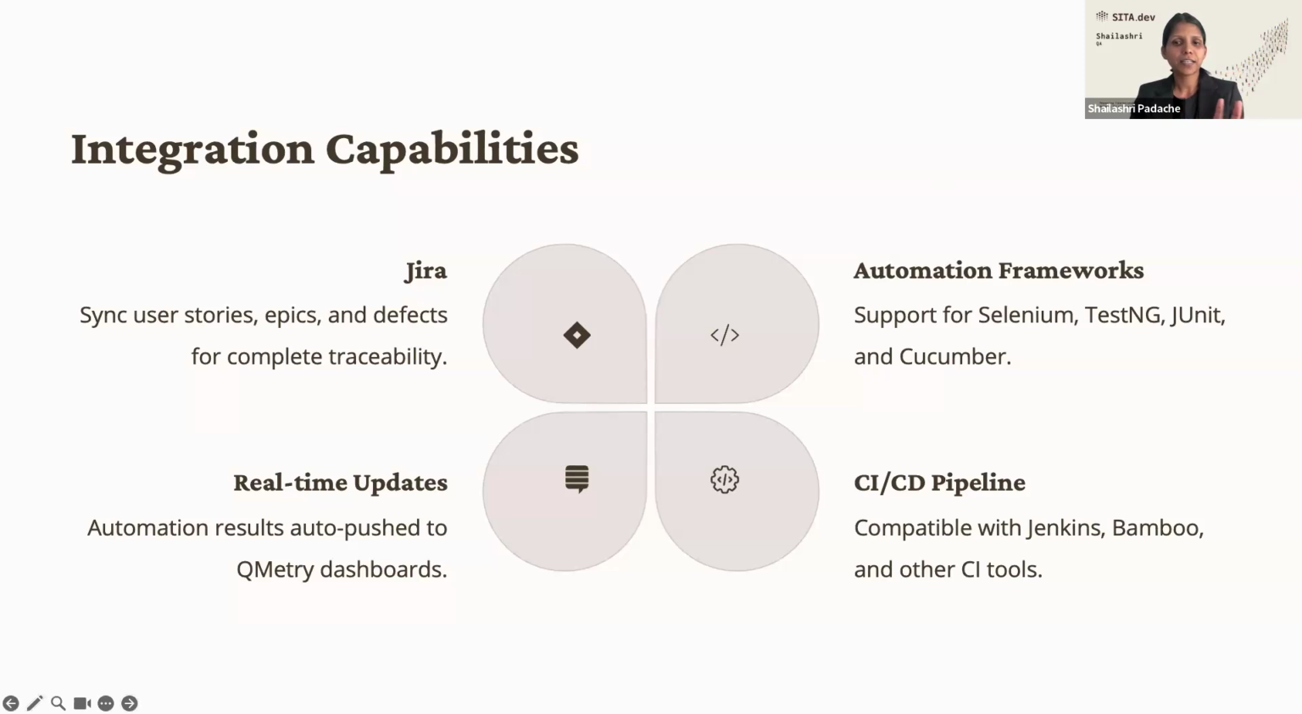So test cases and test results are linked to Jira issues automatically, and it works with both Jira Cloud and Jira Server. We can view the test results directly inside Jira, making it easier for teams to collaborate. Next one is real-time updates.